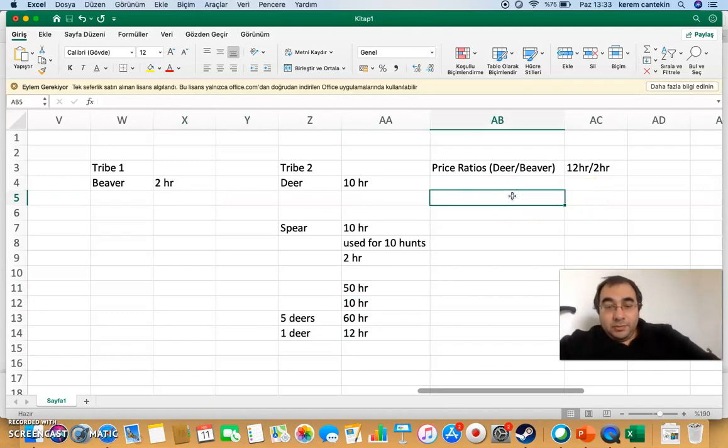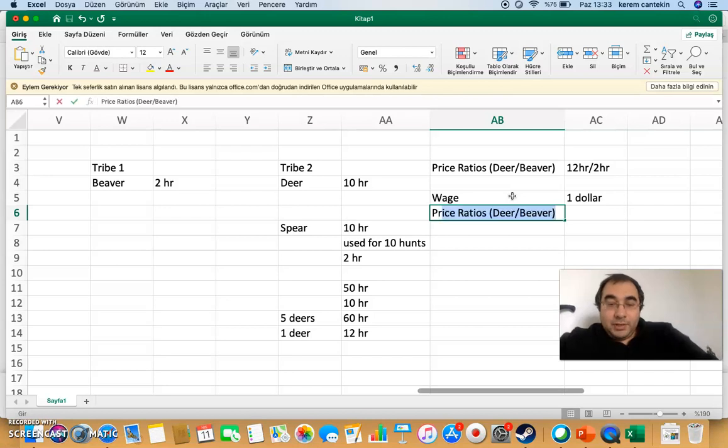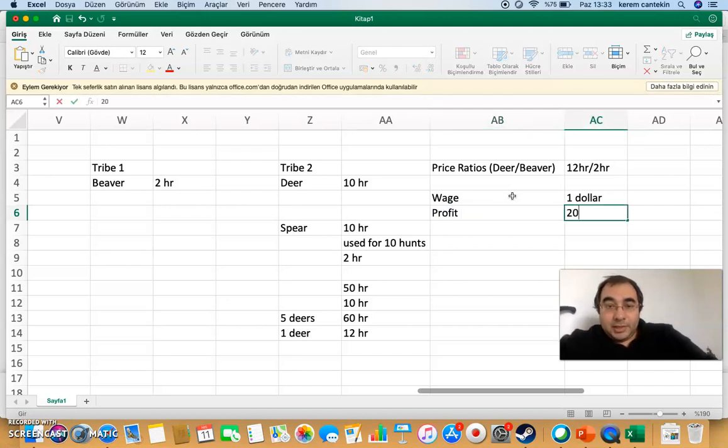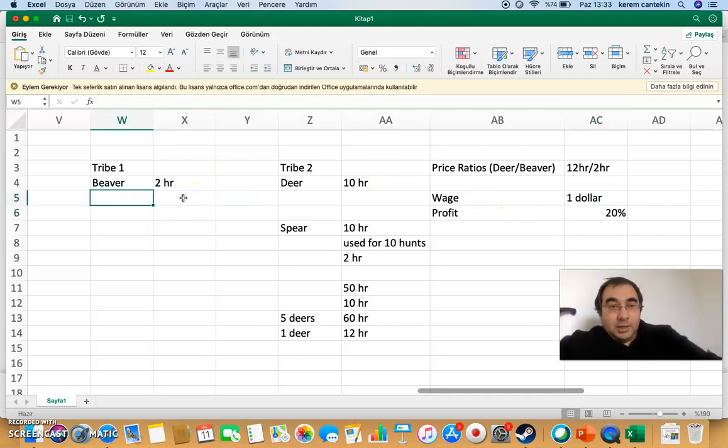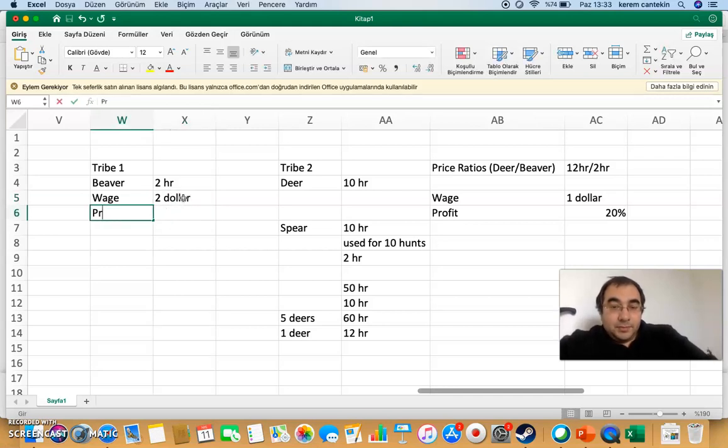Let's assume we have labor and capital, and workers are paid a $1 wage, and the profit is 20% of the cost. So for $1 spent, a person should get $0.2 profit. So in this case, for the beaver, wage is $2. Profit is $0.4. Price is the sum of them, $2.4.